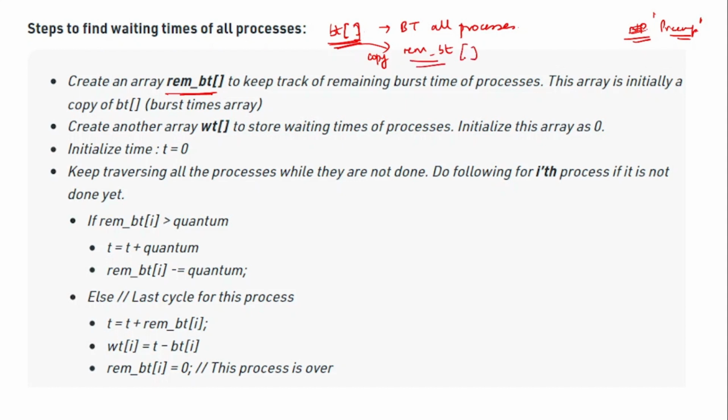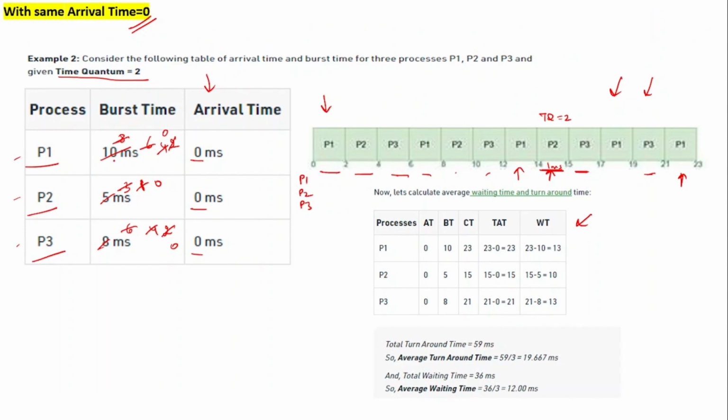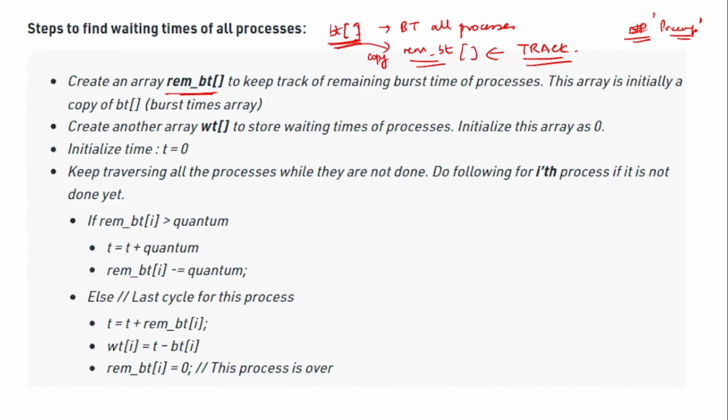This is again a duplicate array containing the burst time of all processes, but it will be different in that it will keep track of the remaining burst time of all processes. With the help of this array, I will be tracking the remaining burst time of all the processes, because as you can see in this case, the burst time of P1 was 10, then it got reduced to 8, then 6, then 4, then 2, then 0. So I need something which can store the remaining burst time of all processes. For P1 it could store 10, 8, 6, 4, 2, and finally 0. For that we have the remaining BT array.